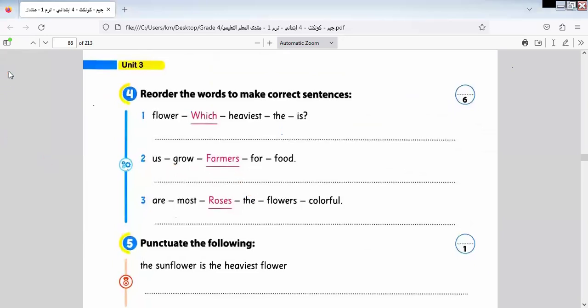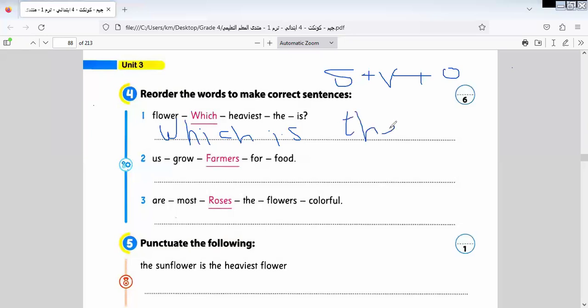Here we have, this is called subject plus verb plus object. When we write it in the exam, you can't have misunderstanding here when we answer. So we must know the rule that Miss Iman keeps telling you to use in the exam to answer this question. Here we have flower, which, heaviest, is, the. So the answer will be: which is the heaviest flower?